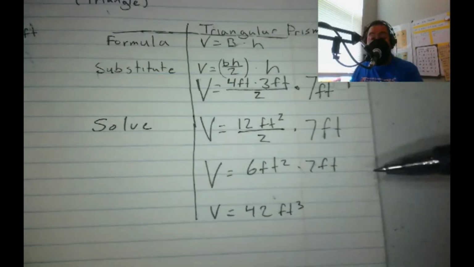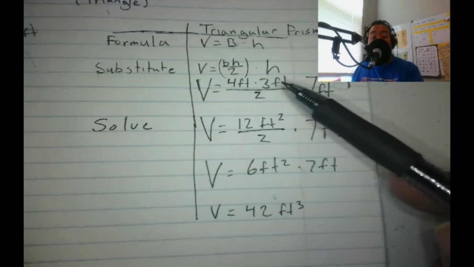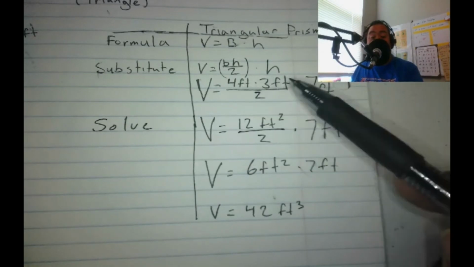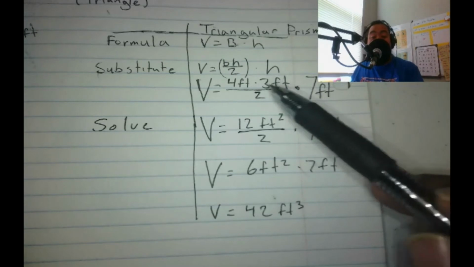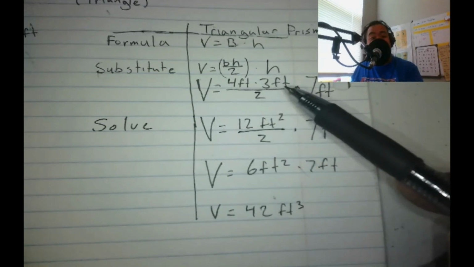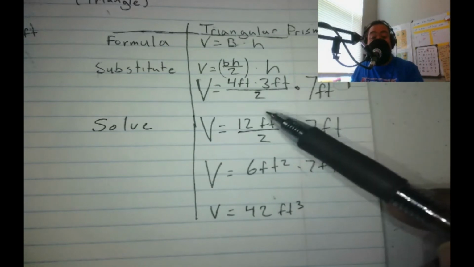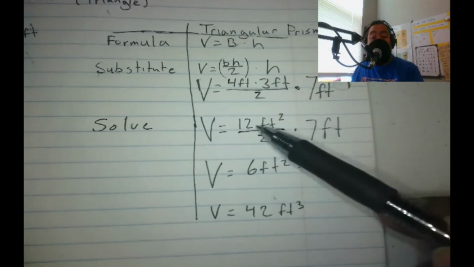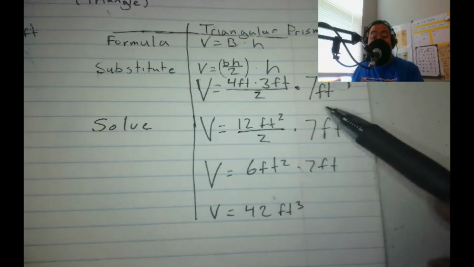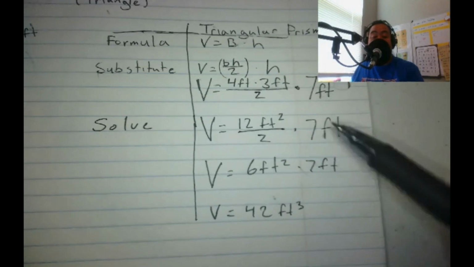When we're solving this problem, we already substituted, so now we're solving. The first step I did was 4 feet times 3 feet. So I have 4 times 3, that gives me 12, and then feet times feet, well, I'm multiplying two things that are the same, so I can rewrite that as feet squared. And we still have this divided by 2 on bottom, and times our 7 feet.